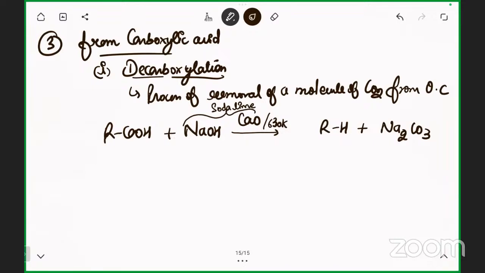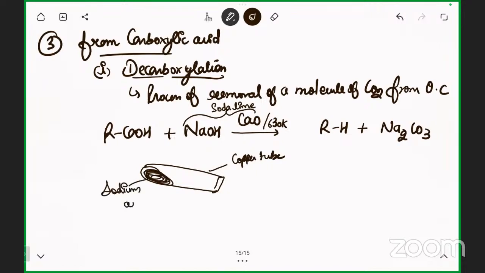This is the method. How does it occur in the lab? We take one copper tube. This is a copper tube. Inside the copper tube, we have sodium acetate.